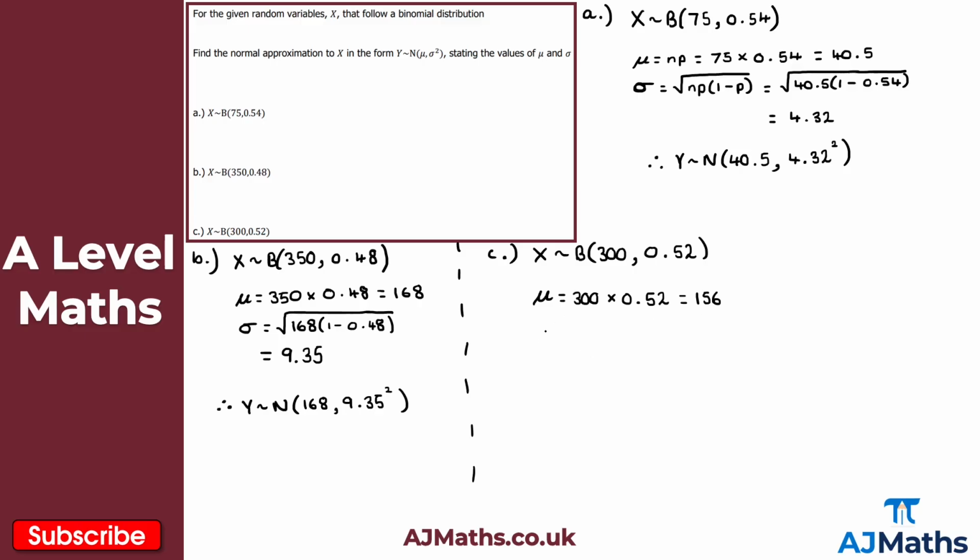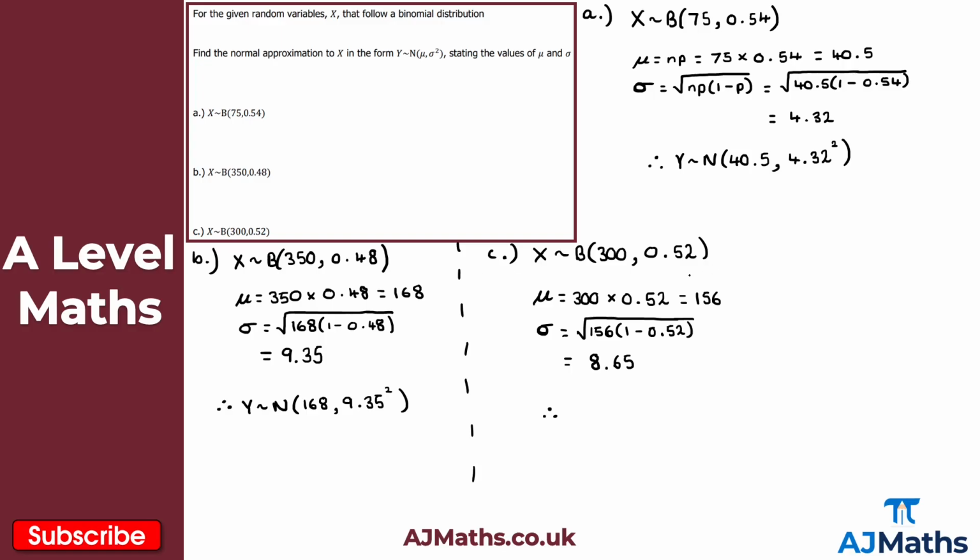And then for sigma here, this is equal then to the square root of np times 1 minus p. That's going to be the square root of 156 times 1 minus p, where p is 0.52. Okay. And again, just evaluate this here. Again, I'm going to give my answer to 3 significant figures. So what I get then is 8.65. 8.65 there. So finally then, all I need to do is give the answer in this form here.